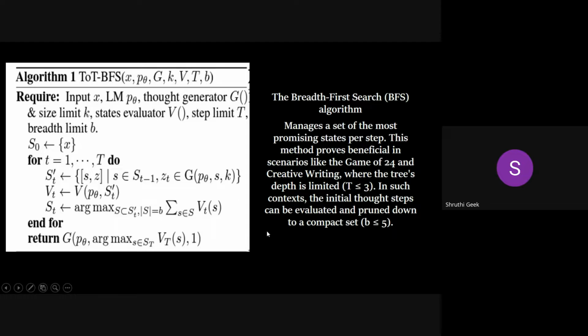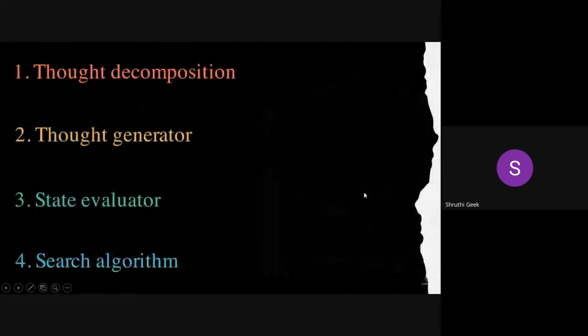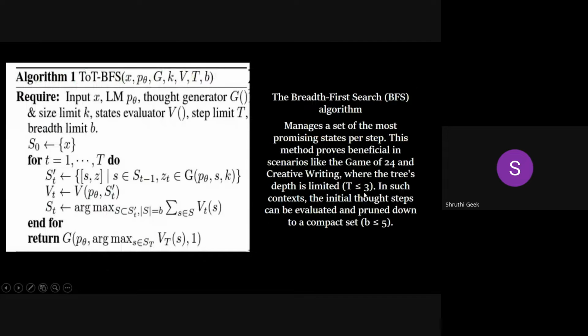So the initial thought steps could be evaluated and pruned down to a compact set of 5. So when I say breadth, I mean the number of nodes, the sub-thoughts that were created. So we're at 1, 2, 3, 4, 5. Within 5 nodes and a depth of 3, they were able to solve this particular Game of 24.